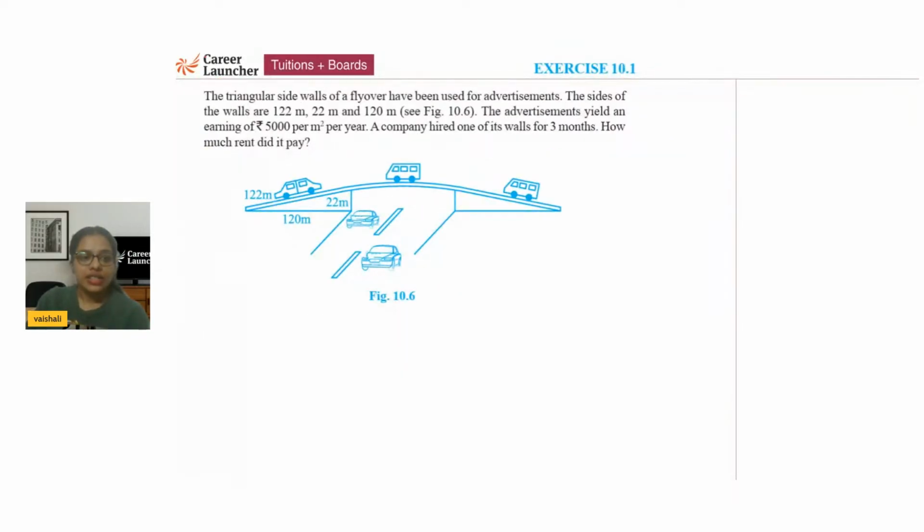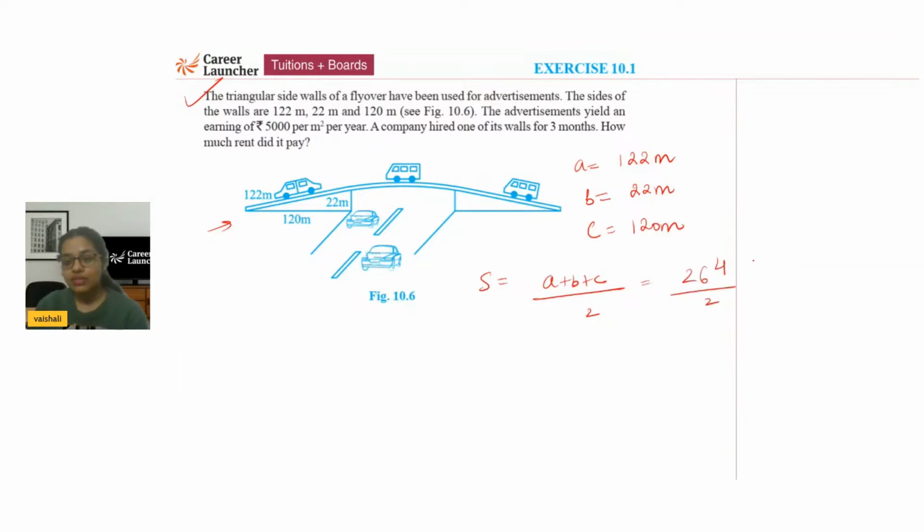The rectangular side walls of a flyover are as given in the advertisement. The sides are given to you as A is 122 meters, B is 22 meters, C is 120 meters. So you know the length of all the sides. This is how it looks visually. Now we can calculate the value of S, which is the sum of the lengths of all three sides divided by 2. So you have to add all of this. How much is this? 264 divided by 2, 132 is the value of S.